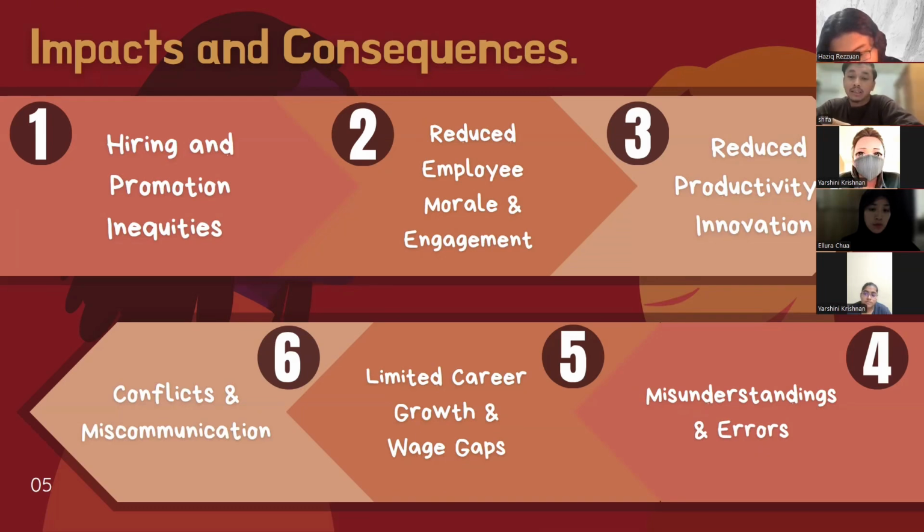The second one is reduced employee morale and engagement. So when employees feel unappreciated or see favoritism in promotions, they may choose to leave. In Malaysia, some companies prioritize personal relationships over merit, causing talented employees to feel stuck. And this leads to dissatisfaction, high turnover, and toxic work culture that harms productivity.